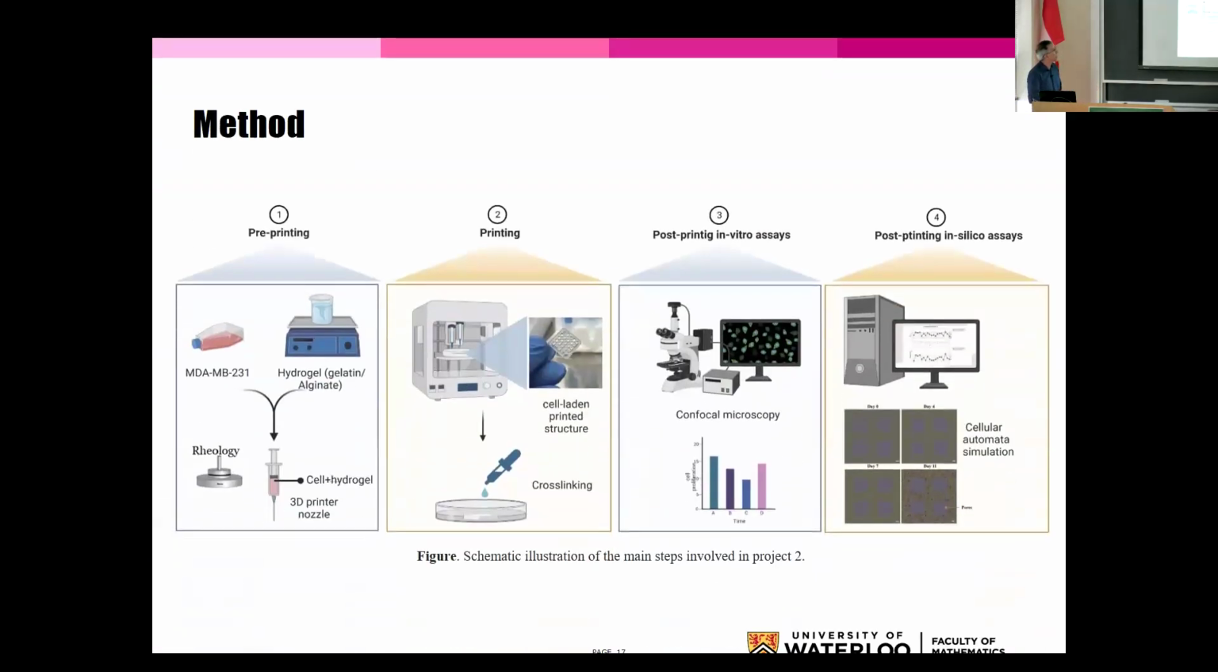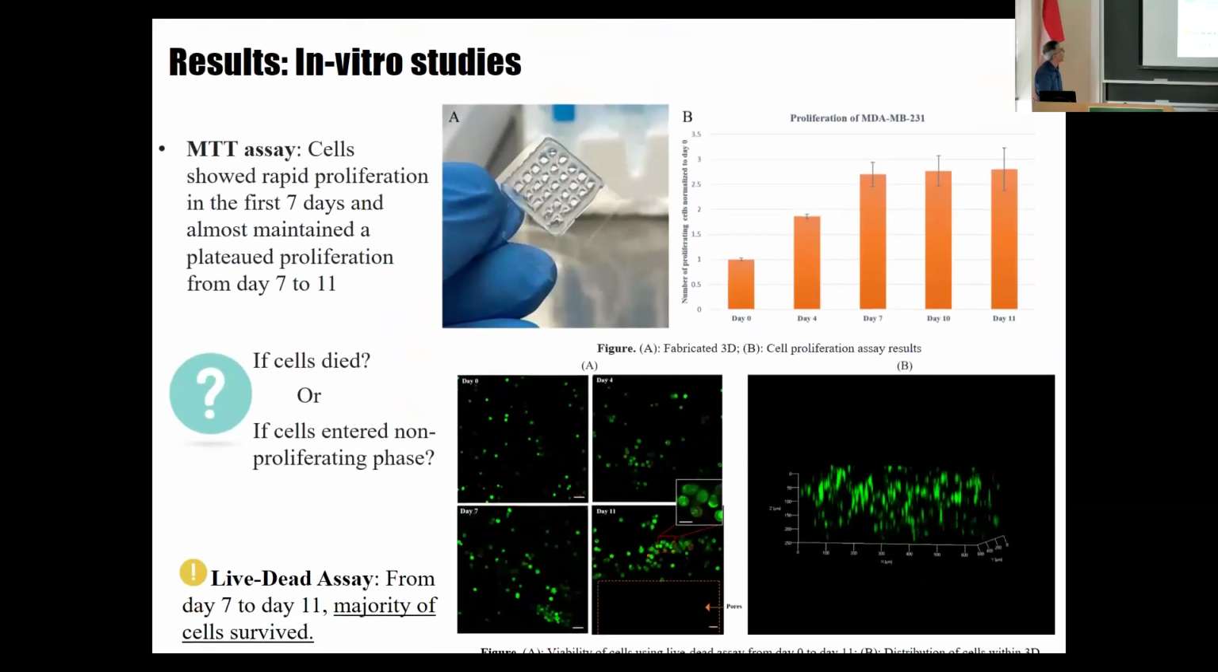So again, we designed the experiment first. We printed cells with exactly the same scenarios as before. We did this by printing, and then we did the cross-linking. We looked at the cell viability, using confocal microscopy to look at the number of live cells. And then we did the cellular automata simulation for the same structure, and we wanted to compare the two together. So that was the idea.